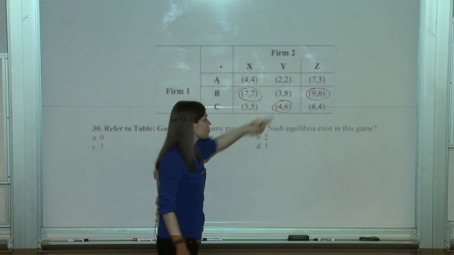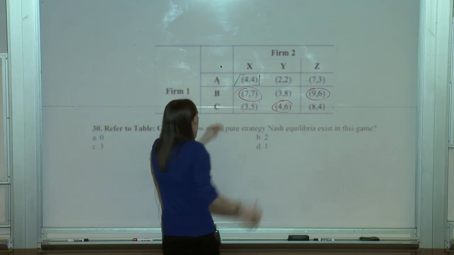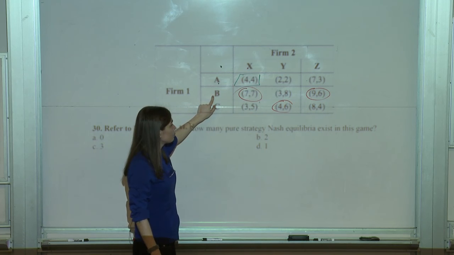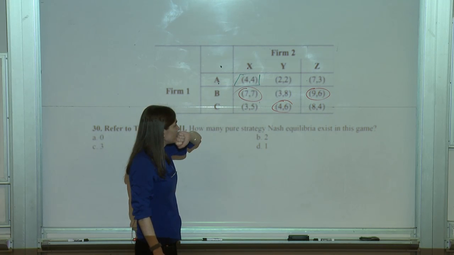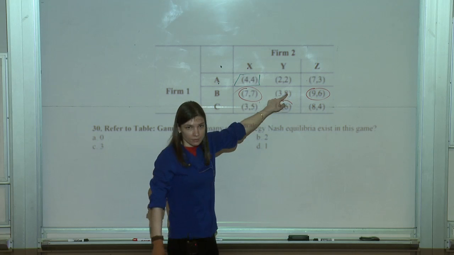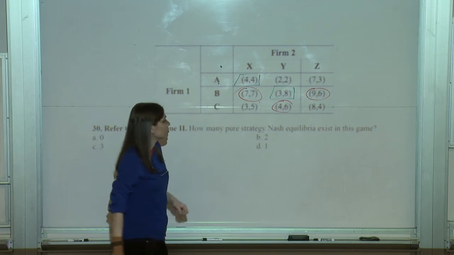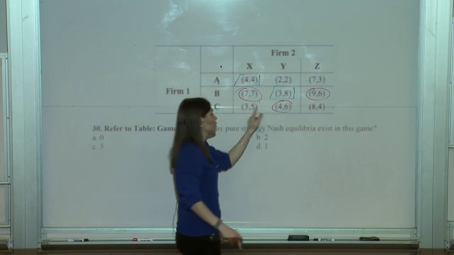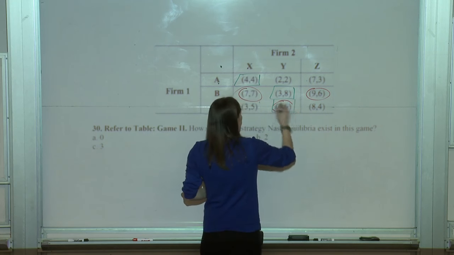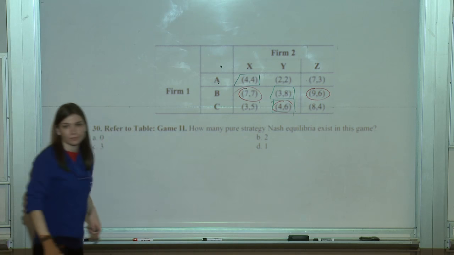X, because it's 4 versus 2 versus 3. If they were to choose B, which one would I go with? Y, because it's 8 versus 7 versus 6. And if they were to choose C, what would I do? Y, because it's 6 versus 5 versus 4. So how many Nash? 1.